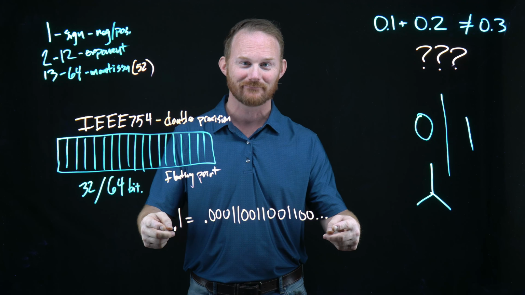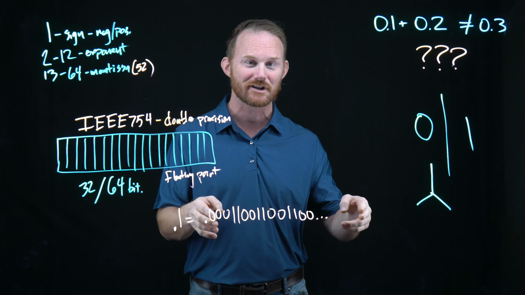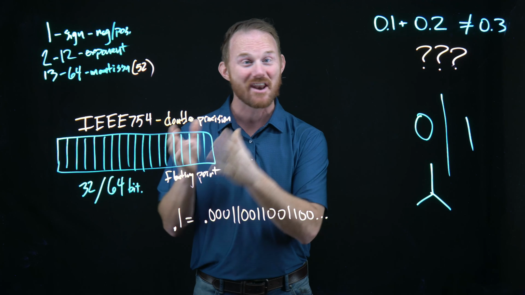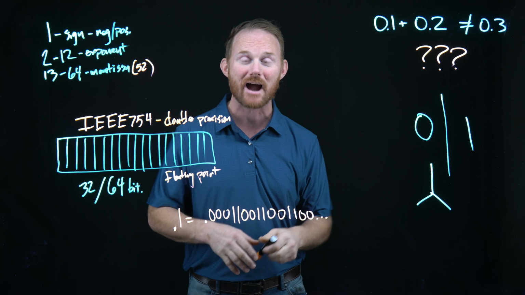So the most we can put in the mantissa here is going to be 52 digits, and we need millions for that to make sense. Okay, I know 52 seems like a lot, but it's not going to do the trick. Okay, we'll come back to that in just a second.